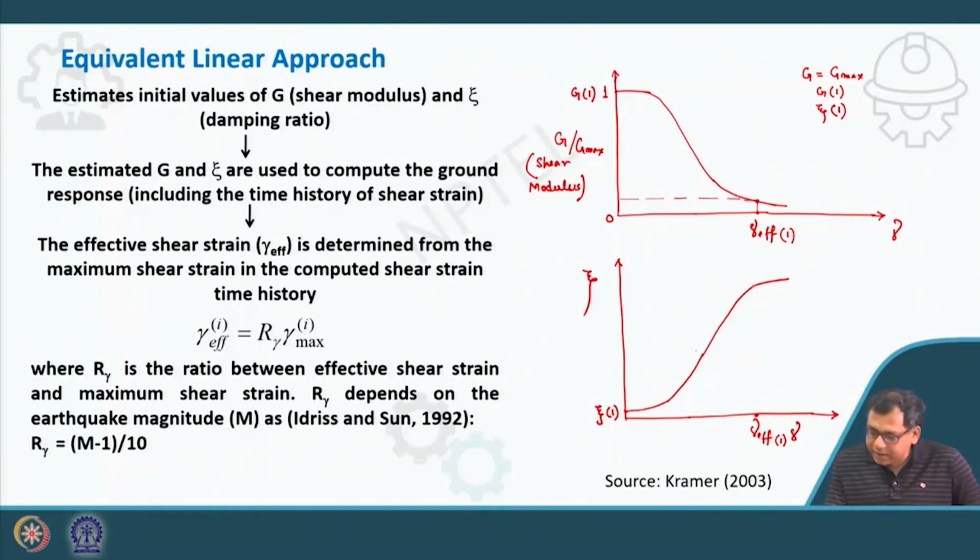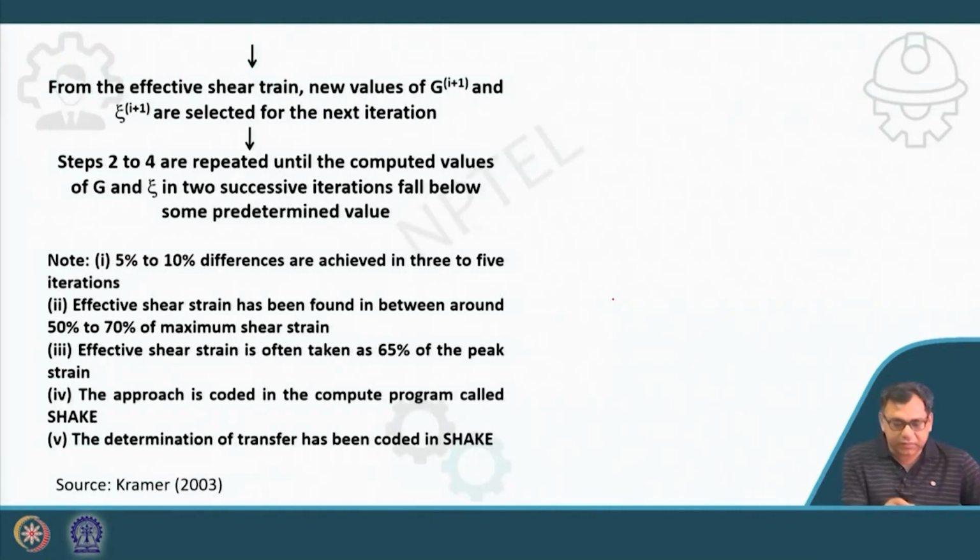Now I am taking that shear modulus and the damping ratio for trial 2. So now my G2 will be this value for trial 2 and damping ratio 2 will be this value for this trial. Clear? So I will repeat this process again. From the effective shear strain, new G and the damping ratio are selected for the next iteration.